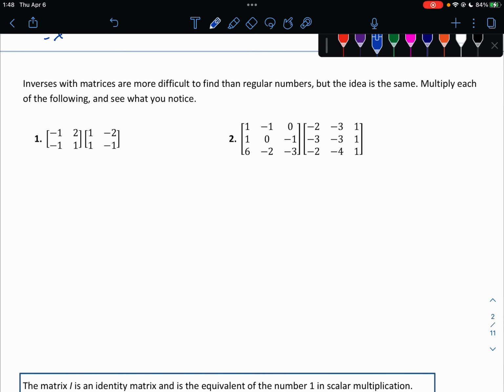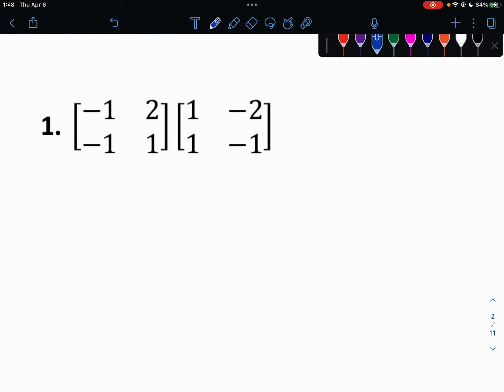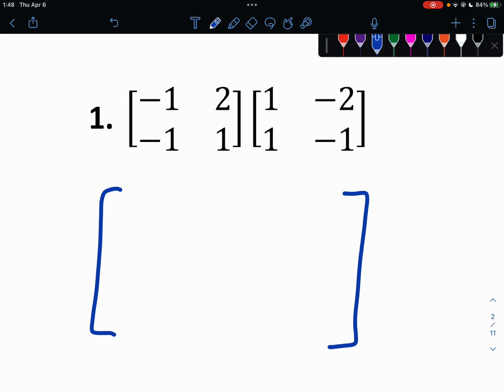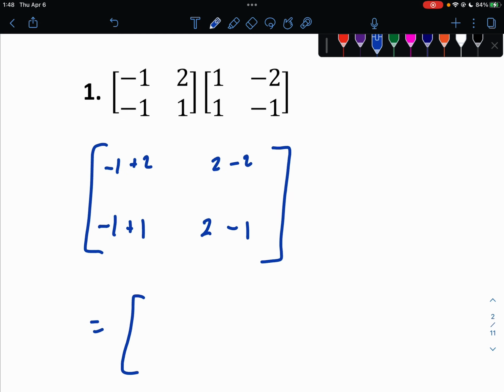Inverses of matrices are more difficult to find than regular numbers, but the idea is still the same. Let's multiply these out and see what we notice. So 2 by 2 times 2 by 2, we're going to get a 2 by 2 back. That would be -1 plus 2, 2 minus 2, -1 plus 1, and 2 minus 1, which is 1, 0, 0, 1.